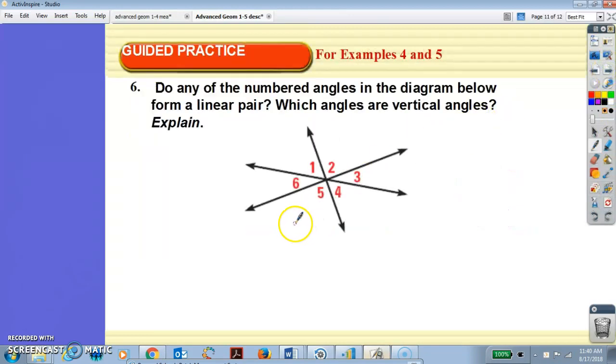Do any of the numbered angles in the diagram below form a linear pair? 2 angles that are opposite each other when 2 lines intersect, they're congruent. Angle 1 is vertical with who? 1 and 4. Angle 2 is vertical with who? 2 and 5. They are across from each other when 2 lines intersect. They're these 2 intersecting lines.